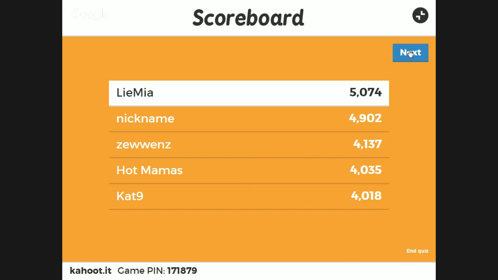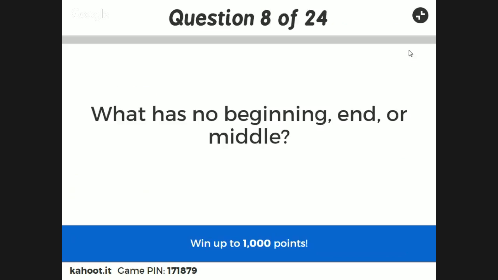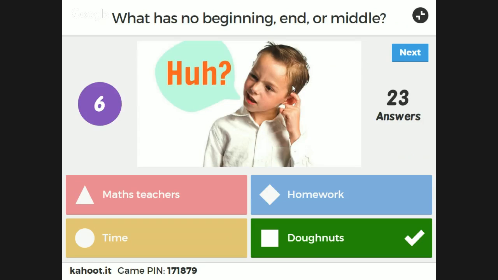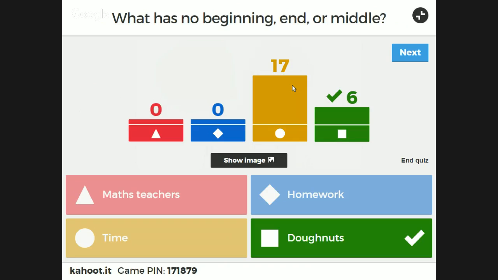Our next question. You got to concentrate. What has no beginning, end, or middle? Don't say it out loud this time. Don't say it out loud. Stay warm.